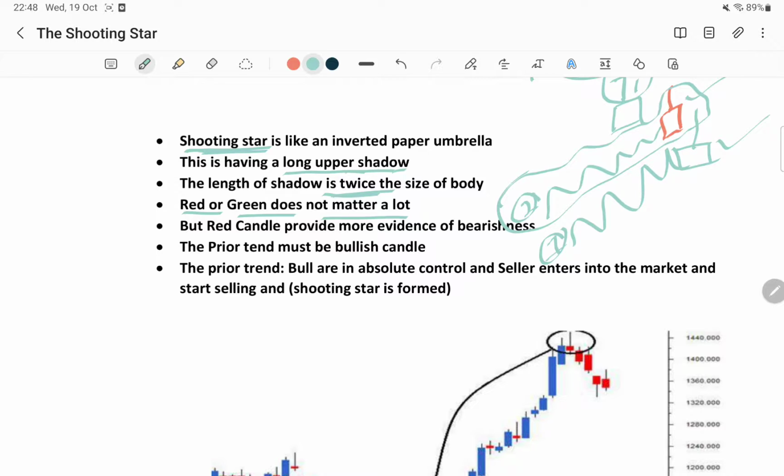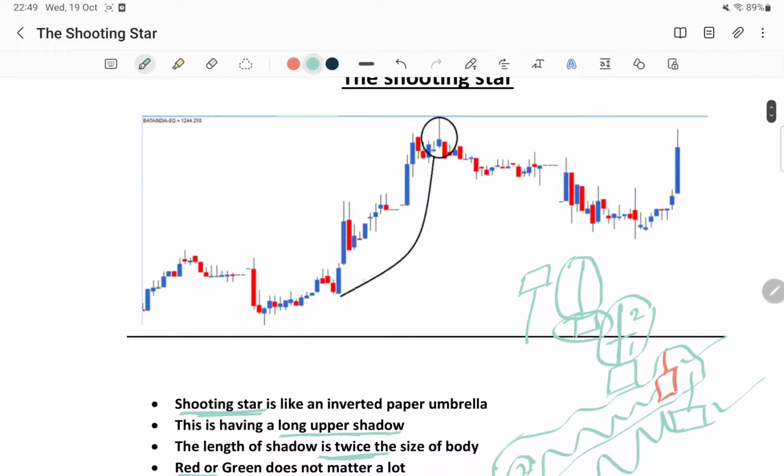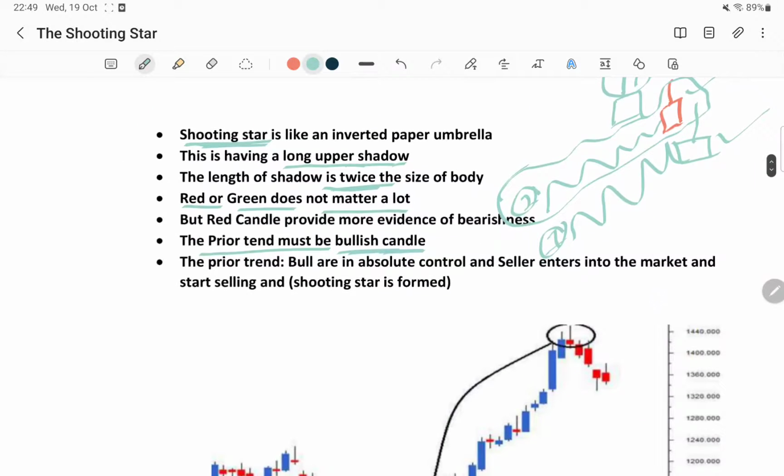Okay, the next thing is that the prior trend must be bullish. इसका क्या मतलब है? I told ना, if you see here, the prior trend before formation of the shooting star is an uptrend. Okay, that's what it is trying to say here. The prior trend: the bulls are in absolute control, sellers enter into the market and start selling, and the shooting star is formed.